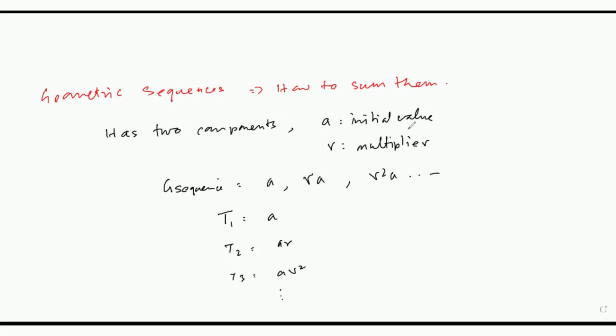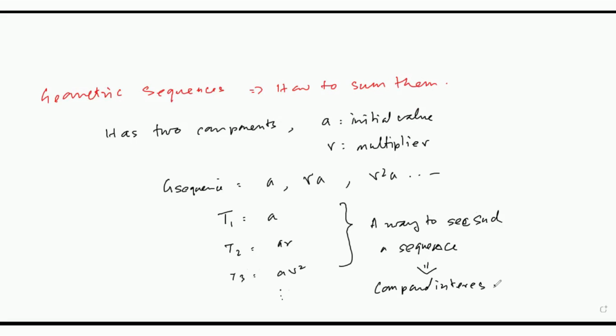Now, this concept seems a bit abstract. So the question is, is there a way to see such a sequence? I'm going to show you that something that's very commonplace in the world nowadays, compound interest, is actually a geometric sequence. Okay, so let's go on to that.